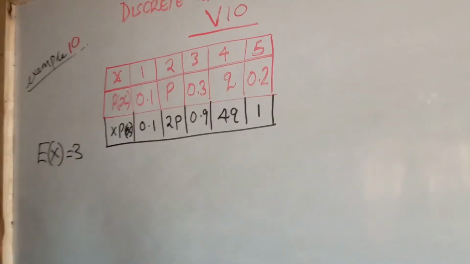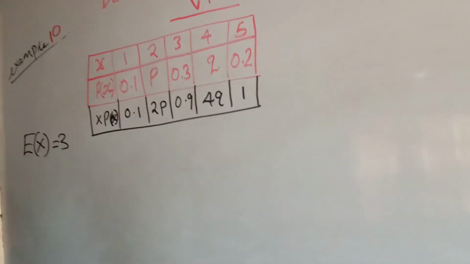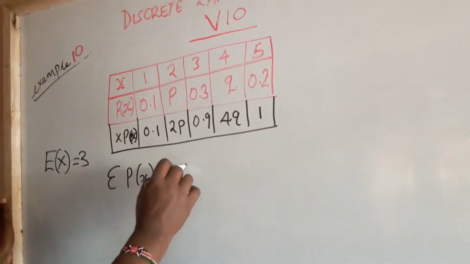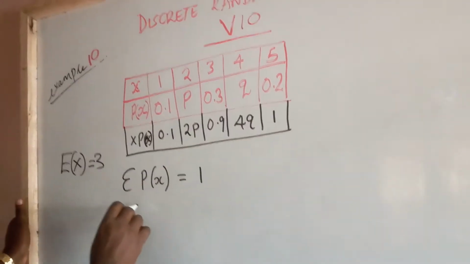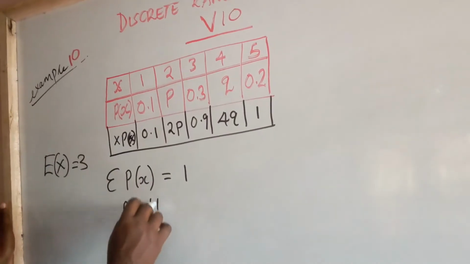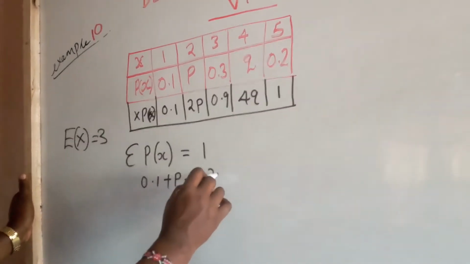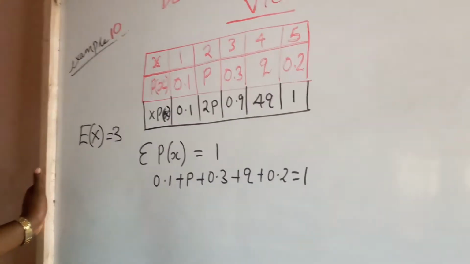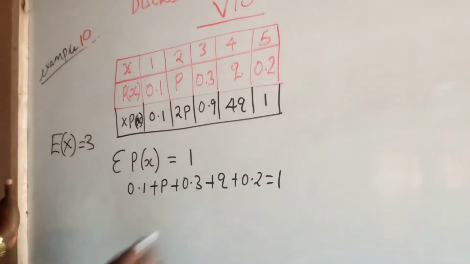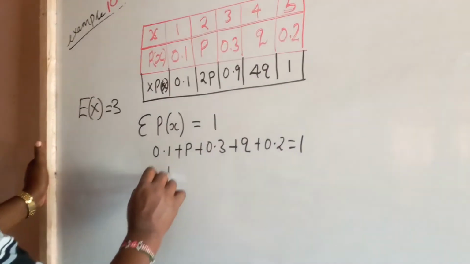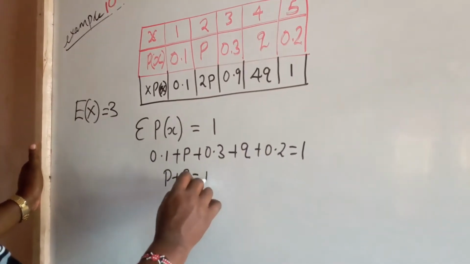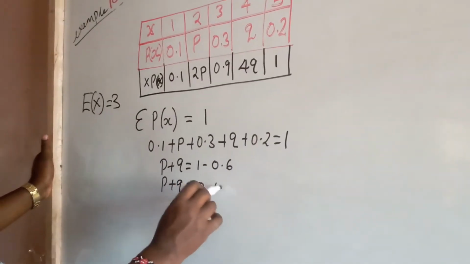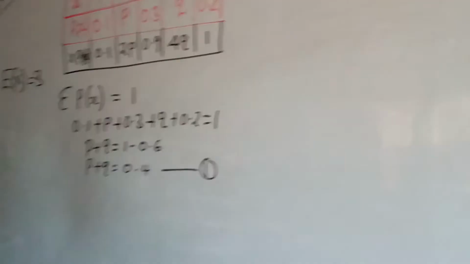Forming two equations, we know very well from all the examples that we have had that the sum of the probabilities of x adds up to 1. That means 0.1 plus p plus 0.3 plus q plus 0.2 should give us 1. So 0.1 plus 0.3 plus 0.2 is 0.6, so p plus q is 1 minus 0.6, so p plus q is 0.4. And that is the first equation.